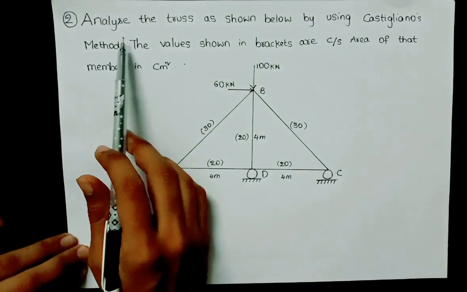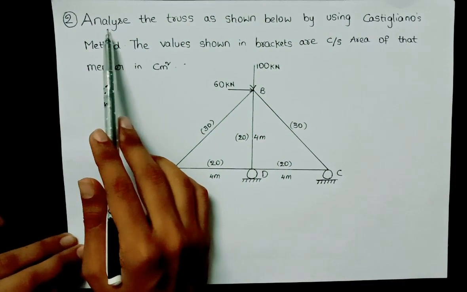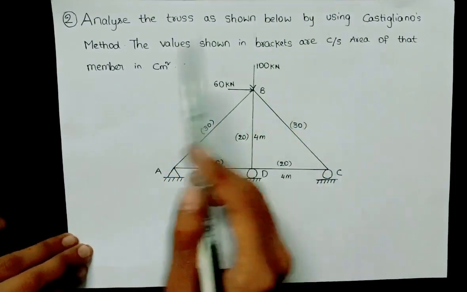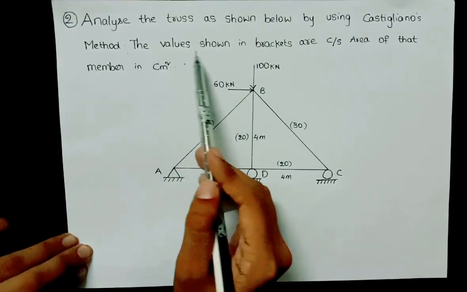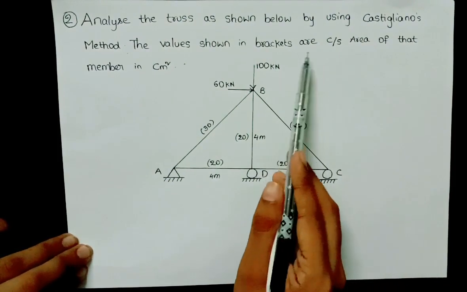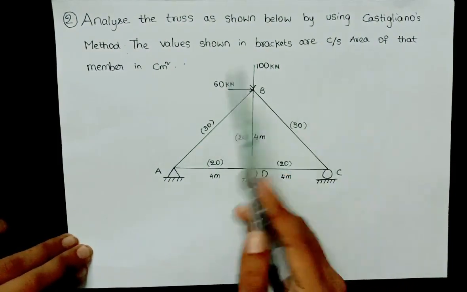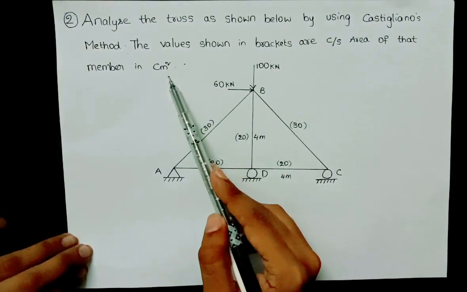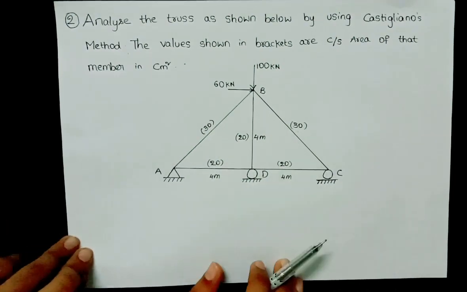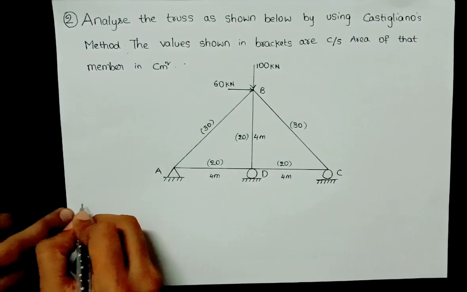In the question, it is given: analyze the truss as shown below by using Castigliano's method. The values shown in the brackets indicate the cross-sectional areas of that member in square centimeters. So these are centimeter square, not meter square. So we will start the problem.